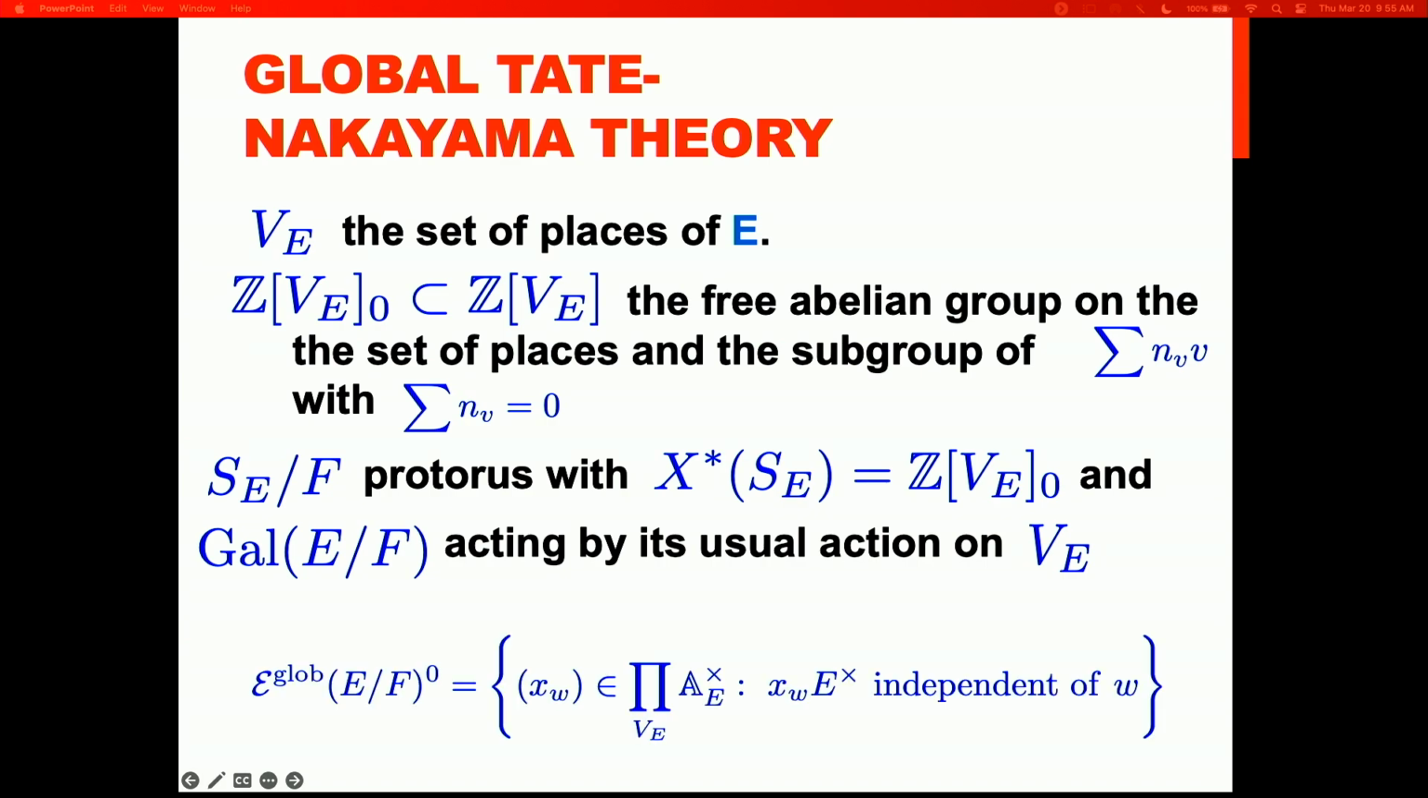And then there's one more rather complicated object, maybe at first sight, that I have to consider, which I've called E-globe, for E over F. I simply take the product of the Idels, one copy of the Idels for each place of E, but I take the subgroup of those things such that each component has the same image in the Idel class group. So the coset x_w E cross is independent of w. So if you like, if I fix a place, it's one copy of the Idels and then something in E cross for every other place.